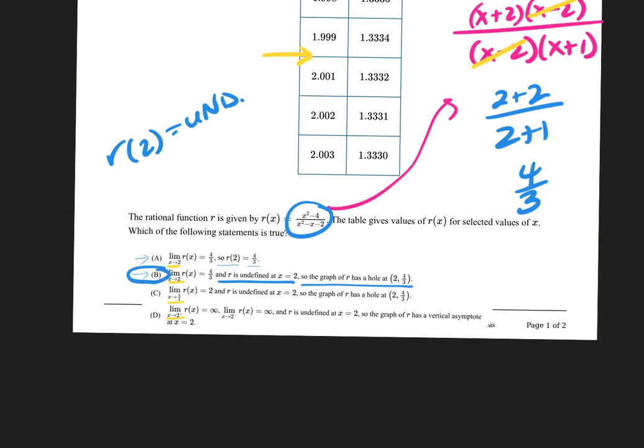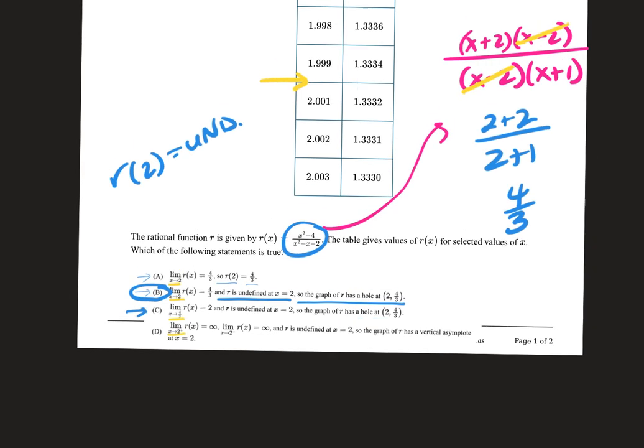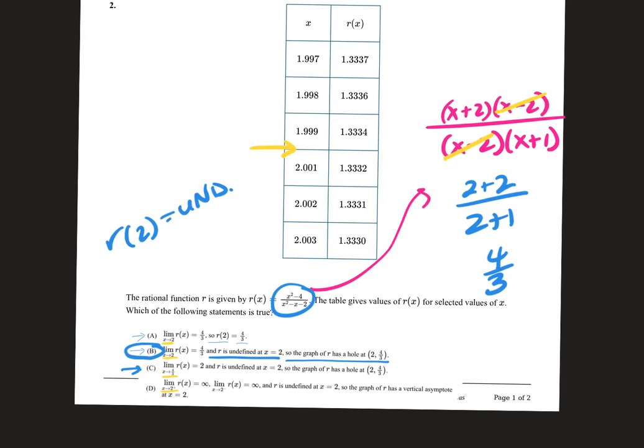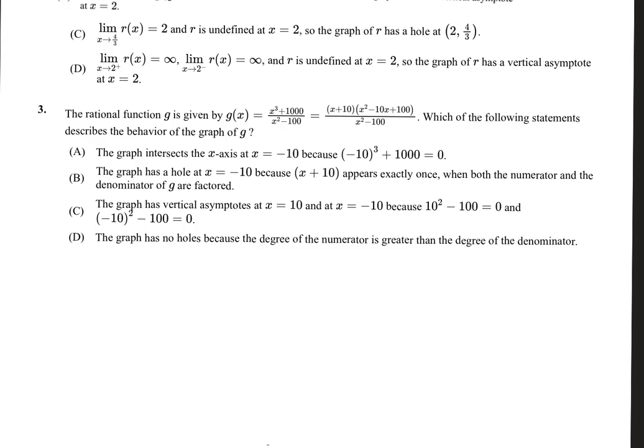If you just look at the other ones, this has flipped. The 4/3 is in the x, and the y, the r of x, is now 2. And then if you look at the last one, it says as it approaches 2 from the right, it goes to positive infinity. Well, this is a hole, and this hole means it's going to approach that 4/3, not positive or negative infinity.